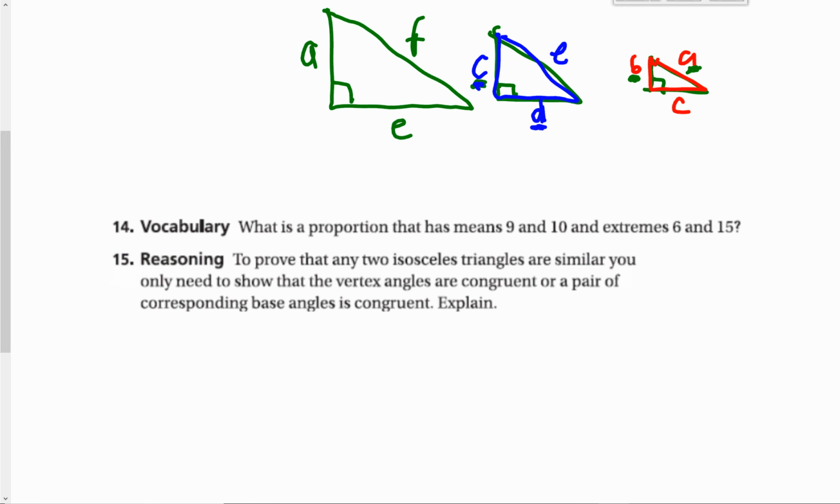Okay, what is the proportion that has a means of 9 to 10? So means go bottom left and top right, and extremes go to the top left and the bottom right. So you can set it like that. That could be your answer. So there's your answer right there. Or you could switch 15 and 6, or I could switch 9 and 10. They could switch places, right?